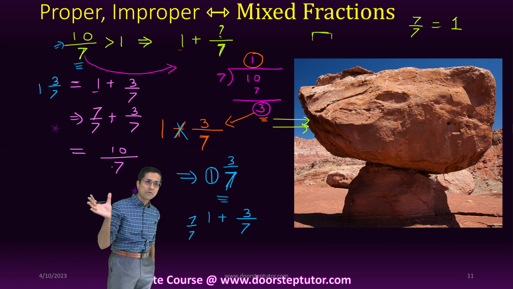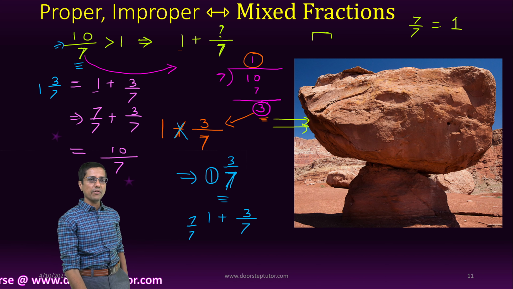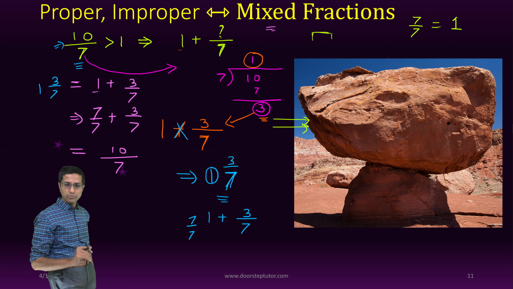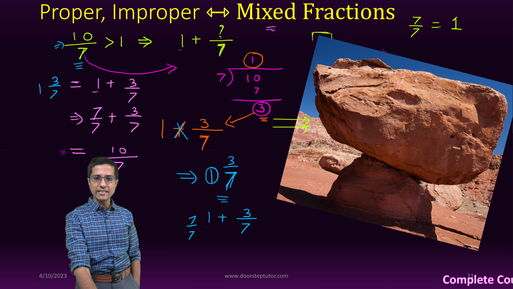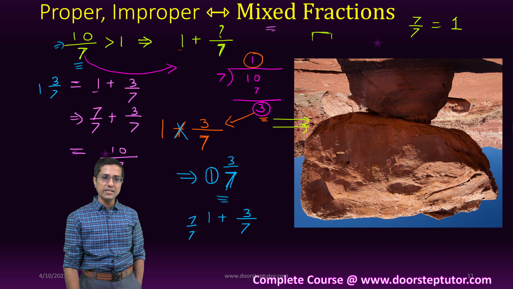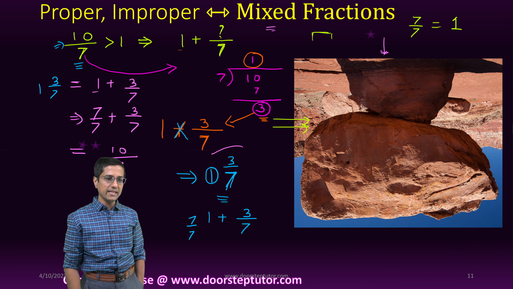So hopefully going back and forth between improper fraction and mixed fractions, it is very clear how do we go back and forth, right? Like I said, this thing is actually unstable, so we always try to convert them into proper fraction. We always try to express them in this format.